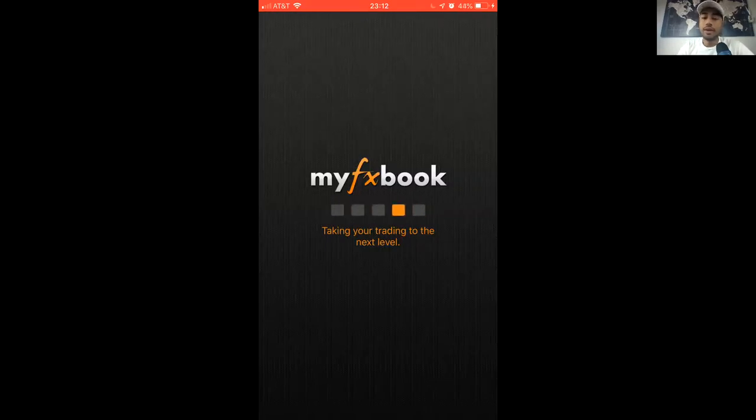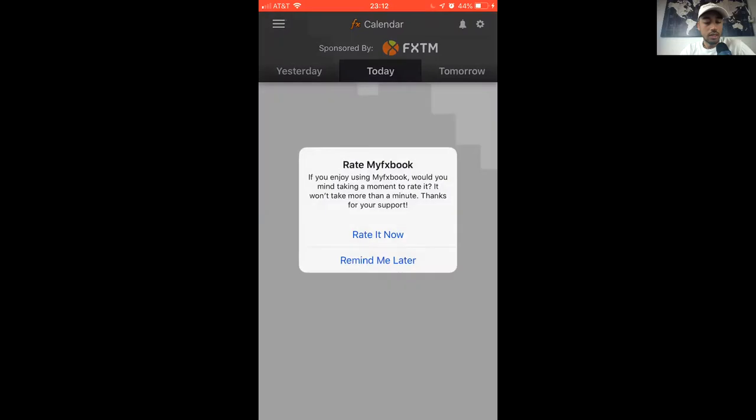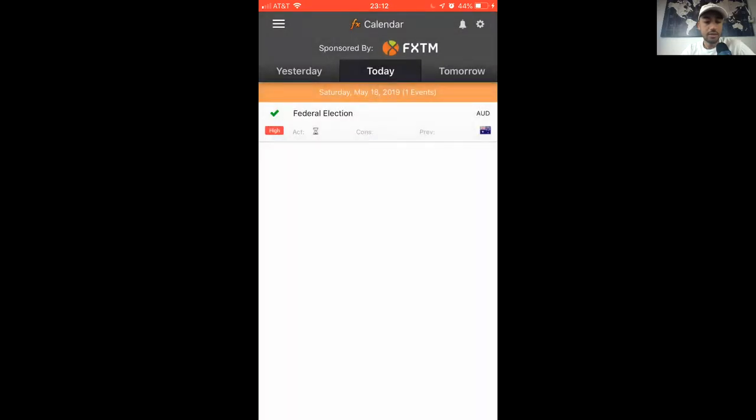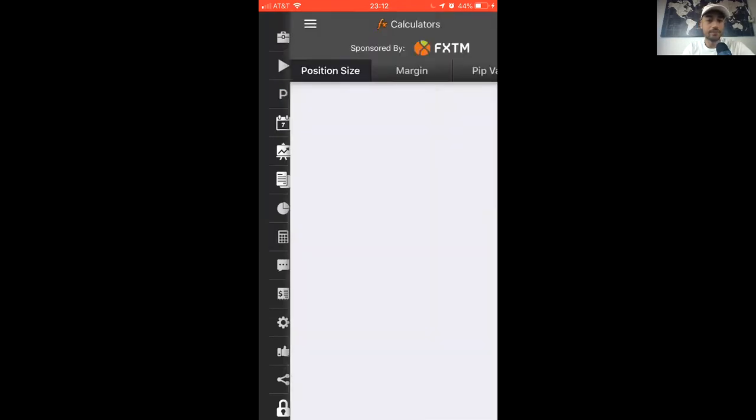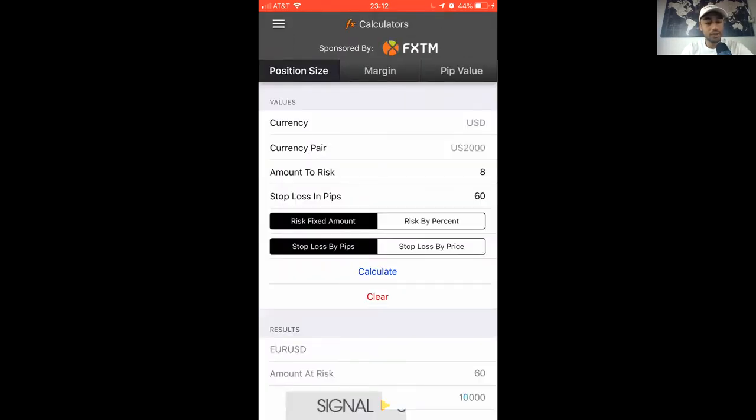You can find out about news on here that's popping up, and you have different calculators. I think it's really cool. So from here, like I said, you have news that pops up and stuff like that. You'll be able to know about today, tomorrow, and throughout the week. Click the top left over here. Click where it says calculators. Okay. From calculators, you're going to go to position size, right?